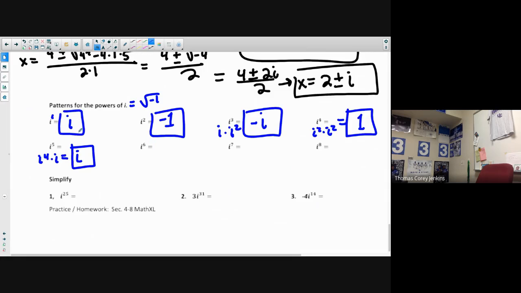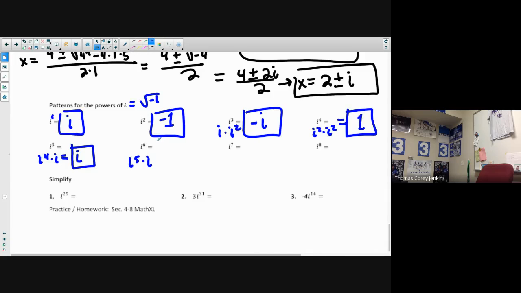Right? i to the 6. Well, that'd be equal to i to the 5th times i. So what's i to the 5th? That would be equal to i. We just talked about that. And then times another i. So that'd be equal to i squared. i times i is equal to i squared, which is equal to negative 1.